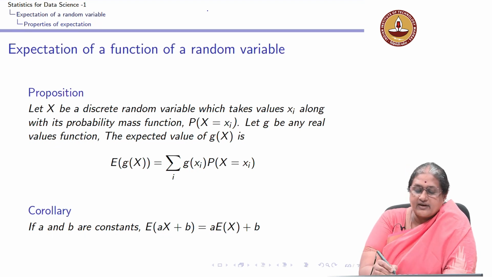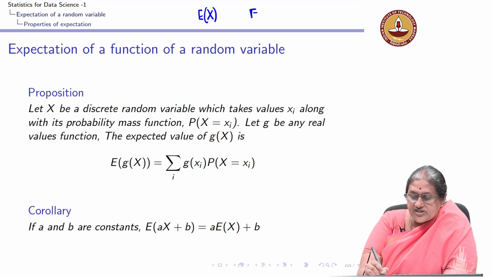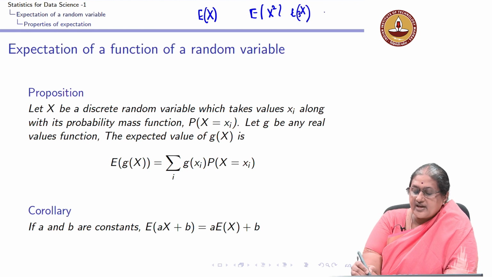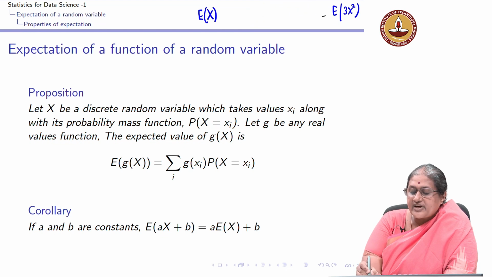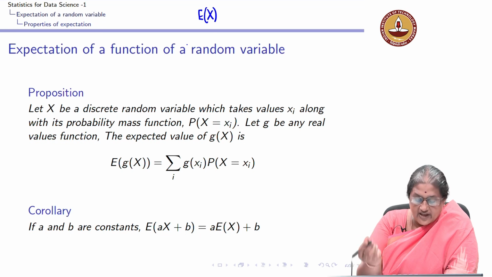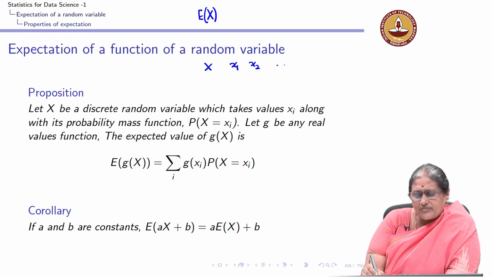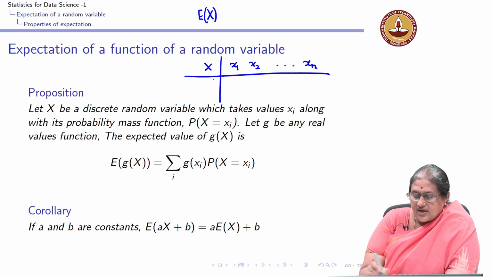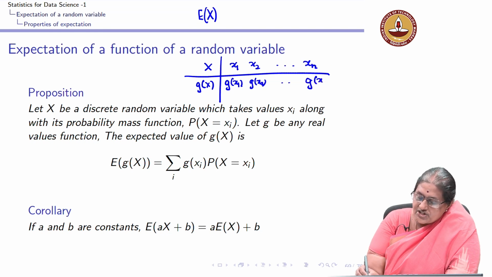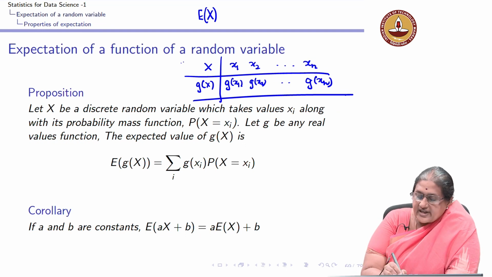I have a random variable x, and I have defined the expectation of a random variable x. Now, suppose I am interested in knowing about the expectation of, say, x square, or the expectation of 3x, or the expectation of 3x square. In other words, we are interested in knowing about the expectation of a function of x. So, if I have x, which is a random variable which, for now, I am assuming takes a finite number of values, then g of x is going to take the values g of x1, g of x2, up to g of xn. The probabilities would remain the same.